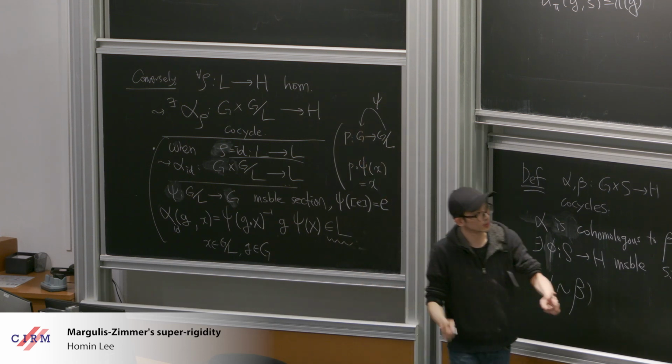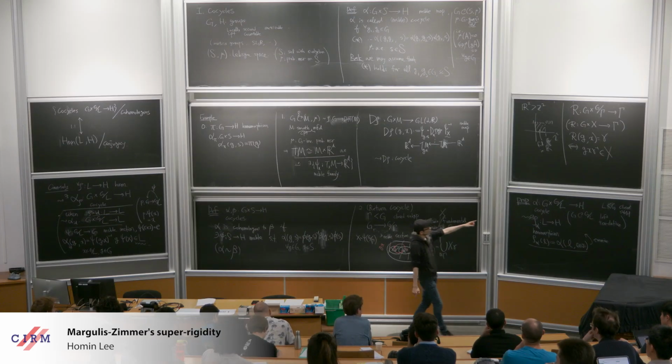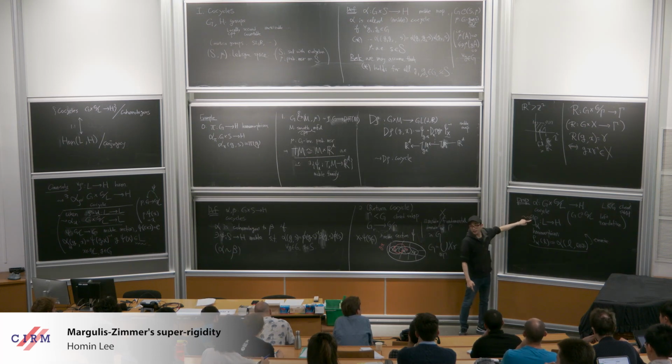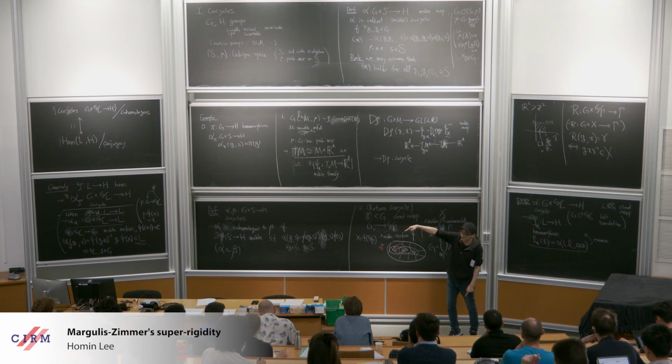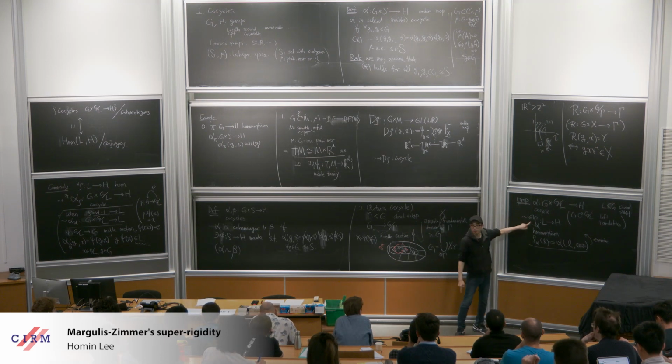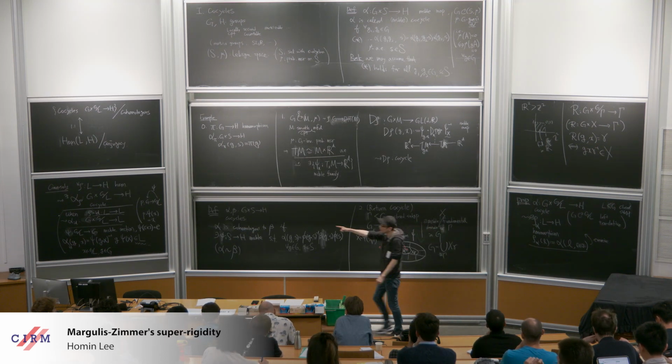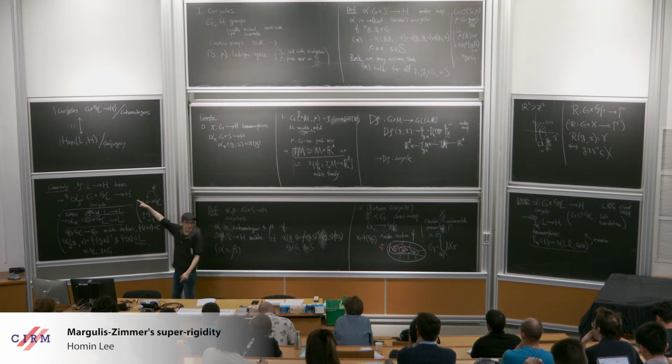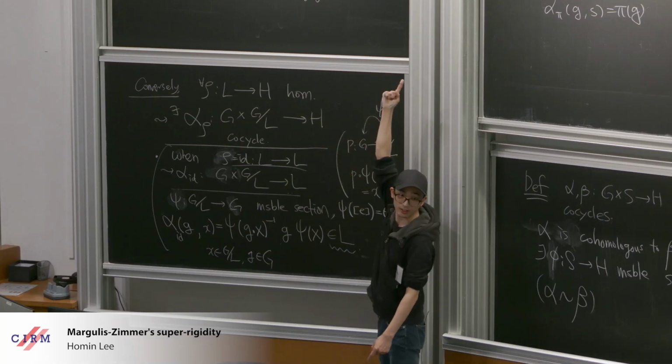So what did I do? Let me say it this way. If you have a cocycle, then I can make the homomorphism. That's the direction from above to bottom, right? And if you have a homomorphism, then you can find a cocycle. This is the direction from bottom to top.